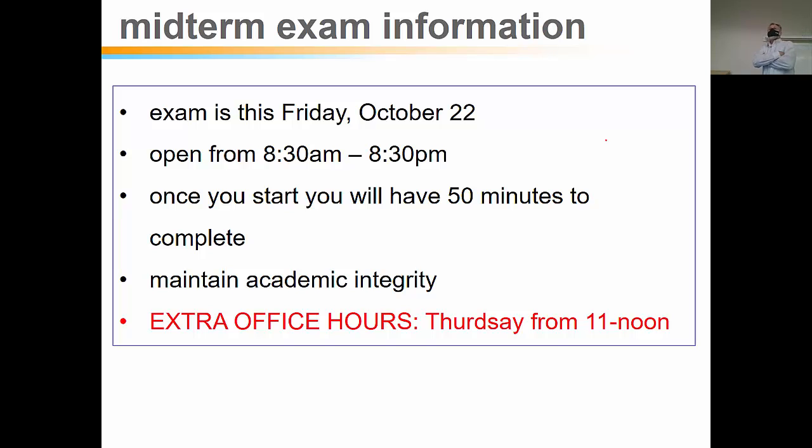When you start, you'll have 50 minutes. It will be the same format as the last midterm. There'll be 30 marks worth of multiple choice questions, so you should have ample opportunity to finish. I'm going to have extra office hours on Thursday from 11 till noon, so hopefully that'll catch students that are straddling different class times. If you have questions outside of that, send me an email, and I'll try to either answer by email or we'll set up another time for you to meet.